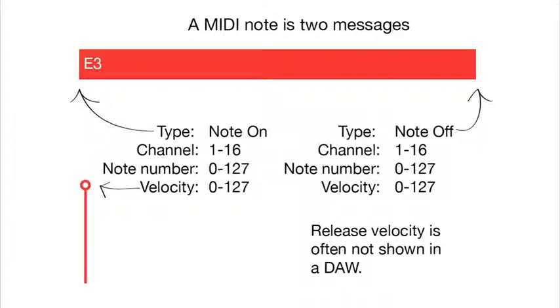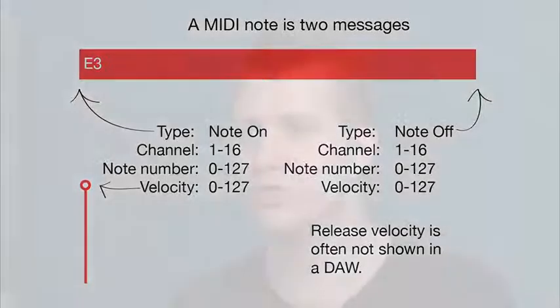Now, not all controllers send release velocity. Many do, kind of the more expensive ones usually. And not many synthesizer patches or sampler patches really respond to it. It'd be tough to come up with a parameter of sound that would change with how fast you release the key. But some synthesizers and samplers do respond to that.